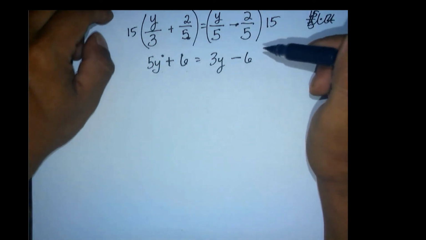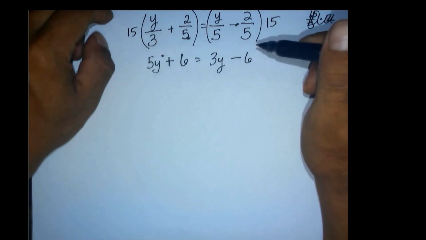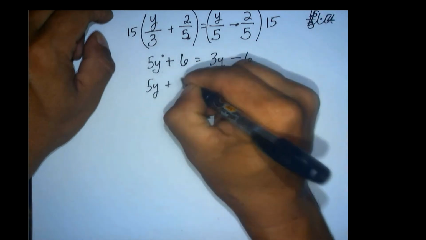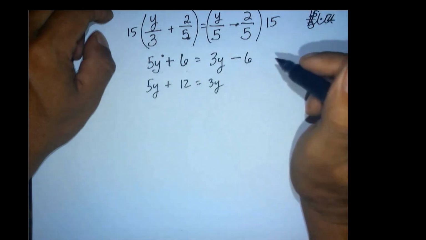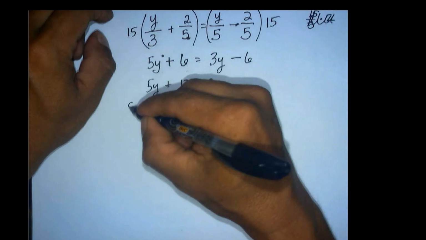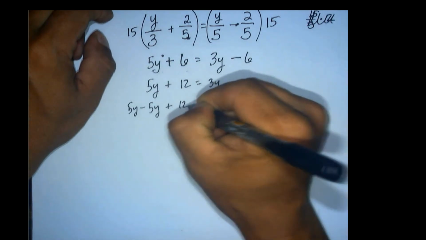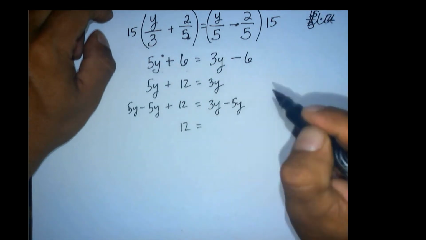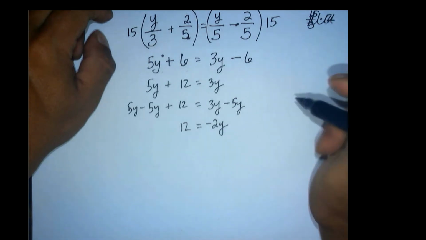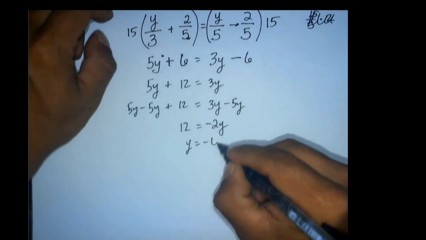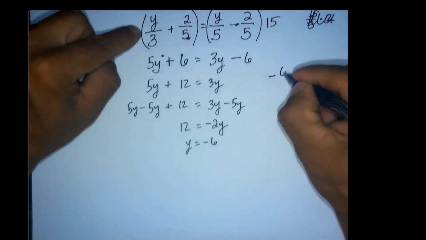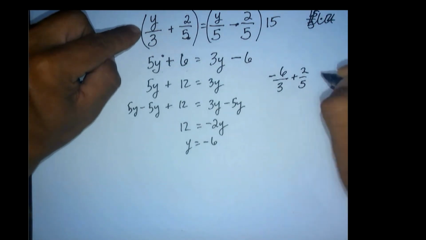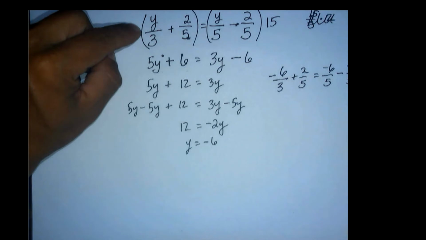So we can add 6 to both sides. That 5 cancels. y plus 12 equals 3y. And I guess we can take 5y away, and we get 12 equals negative 2y. So y is negative 6. So negative 6 over 3 plus 2/5 is equal to negative 6 over 5 minus 2/5.